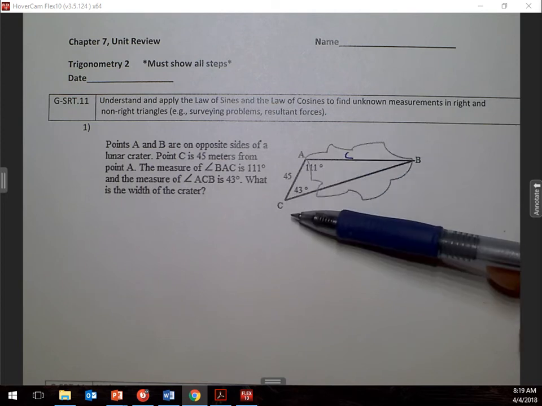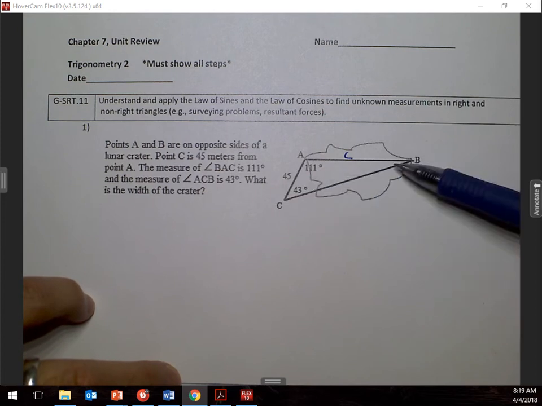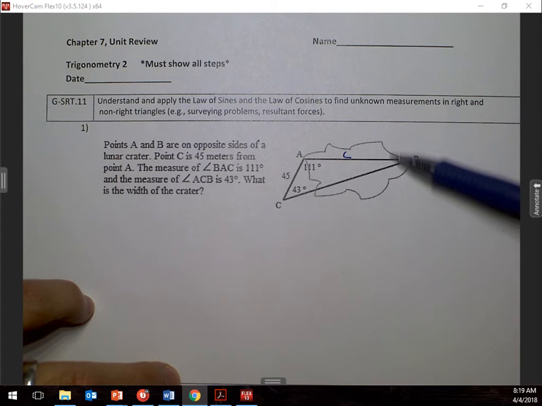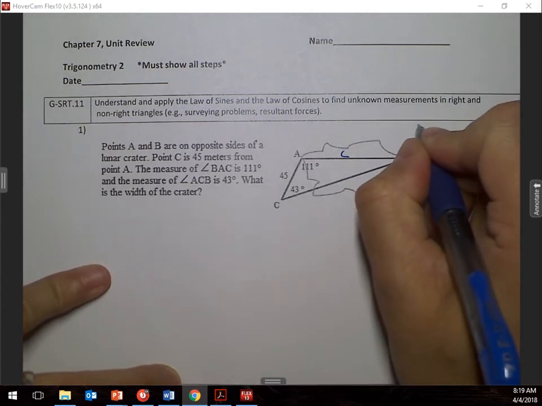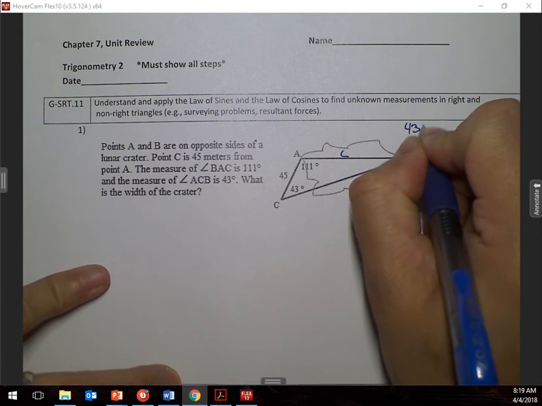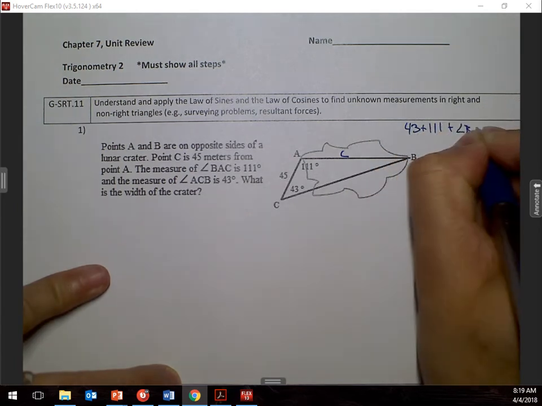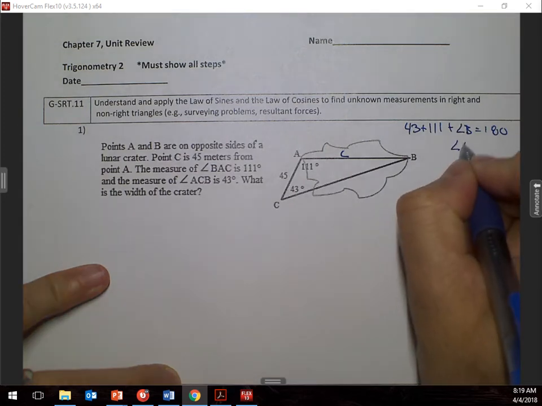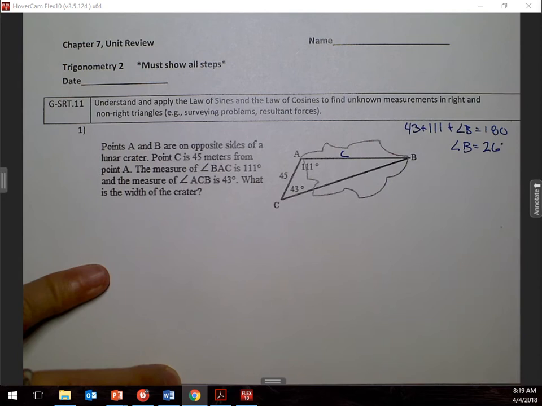Since this is going to be law of sines, we have to find what angle B is. Yes, you have to start by finding angle B. So 43 plus 111 plus angle B equals 180, right? So it's 26.